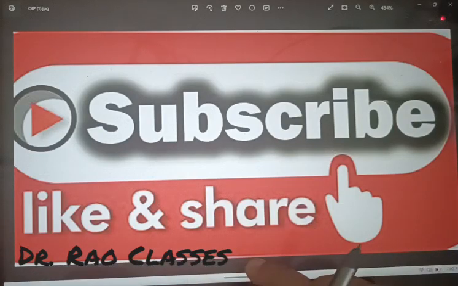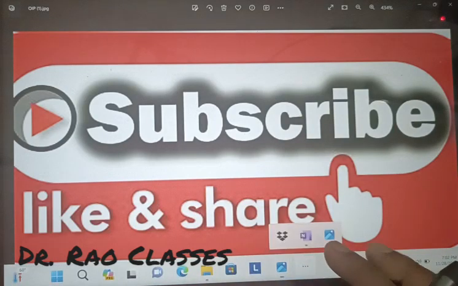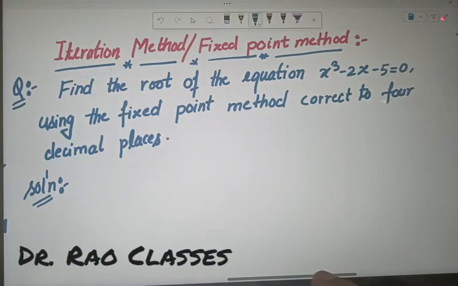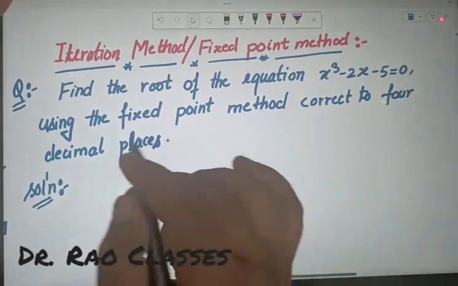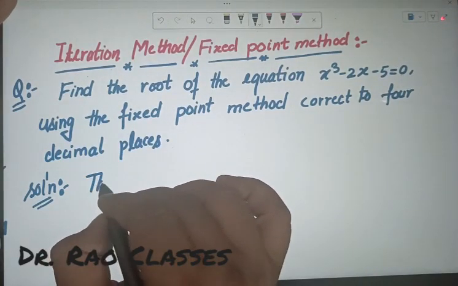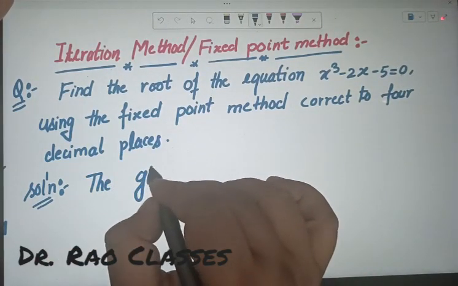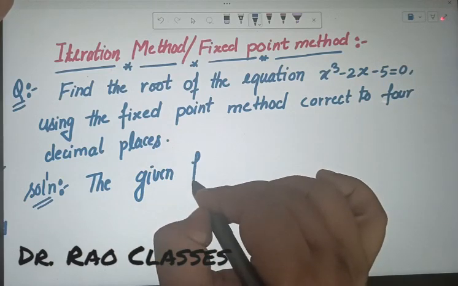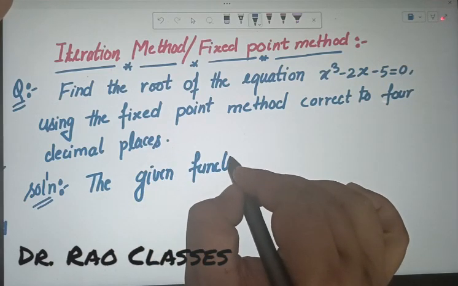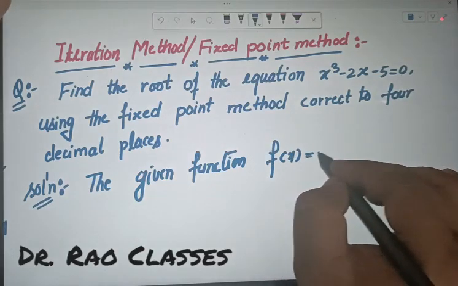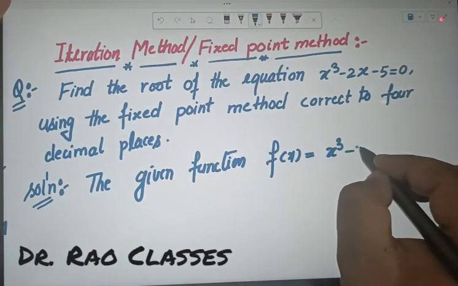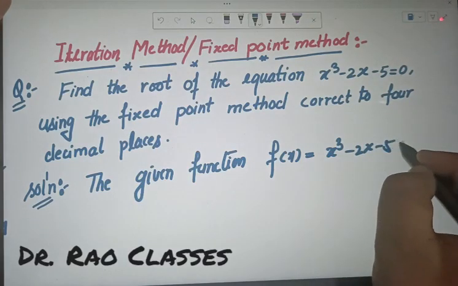Now I'm going to deal with the iteration method or fixed point method, and how we will solve it with the help of a calculator. The given function is f of x equals x to the power 3 minus 2x minus 5 equals 0.